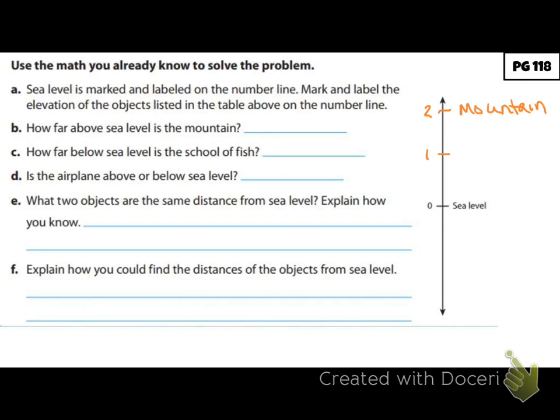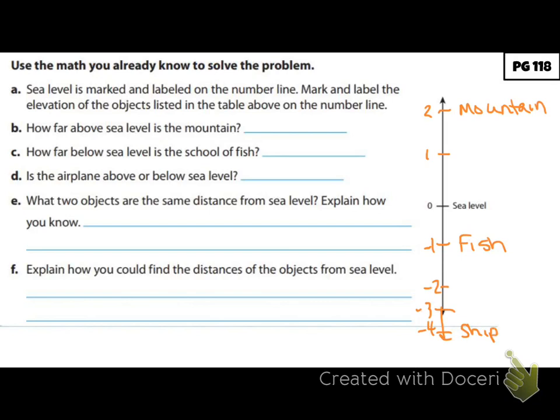The second one above is the fish and it is at negative 1. So if we did negative 1, negative 2, negative 1, we would put the fish. The sunken ship is at negative 4. So we'll just continue our number line down. This would be negative 3, negative 4. This would be the ship.